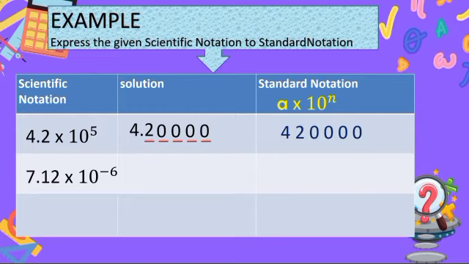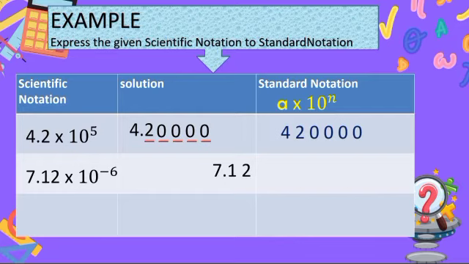Next, 7.12 times 10 to the negative 6. O, ayan, katulad yan, negative 6. Ibig sabihin, ang magiging standard notation natin ay mas mababa sa 1. So, ang significant digit natin ay 7.12. Ilalagay na natin siya dito sa dulo kasi small digit siya. So, ibig sabihin, ang pagdadagdag na natin ng zeros ay nandito sa left side niya.